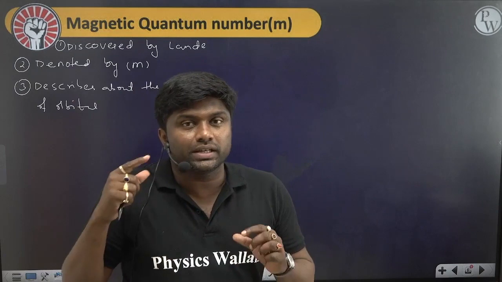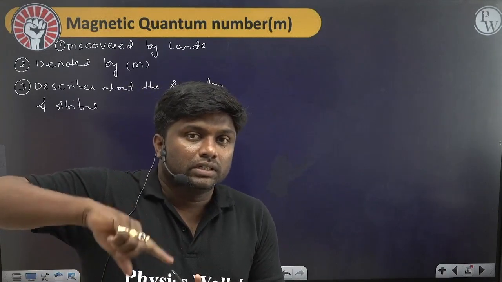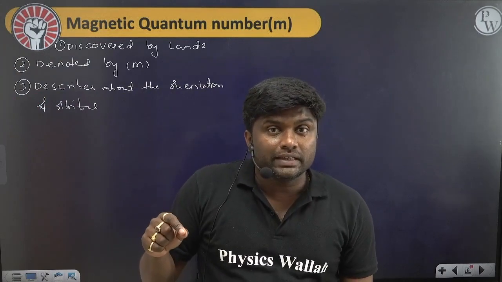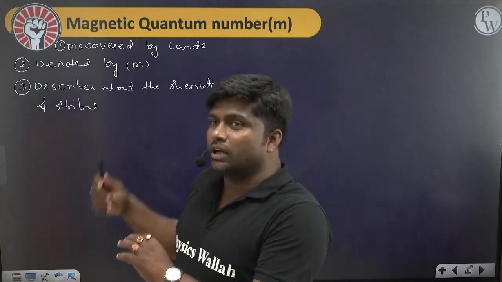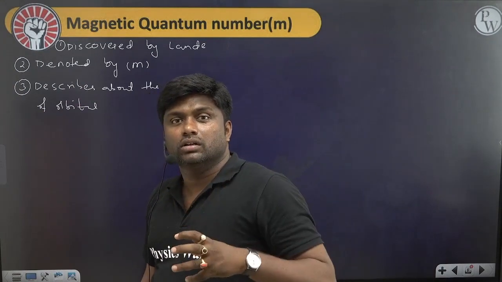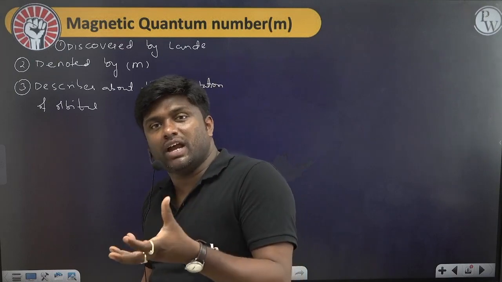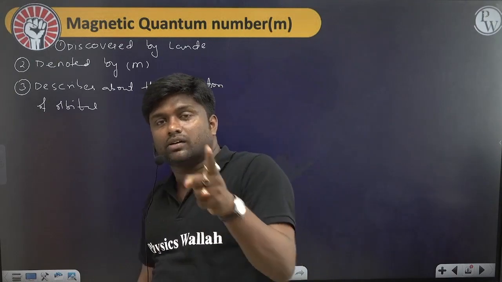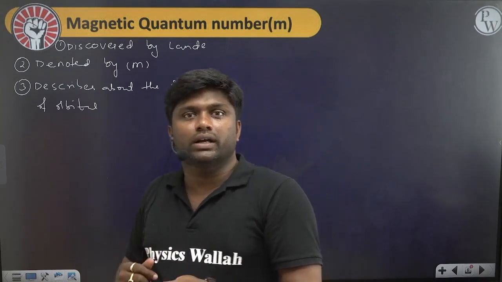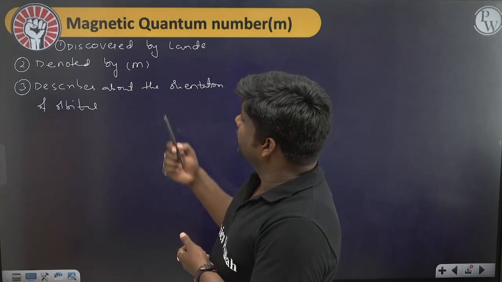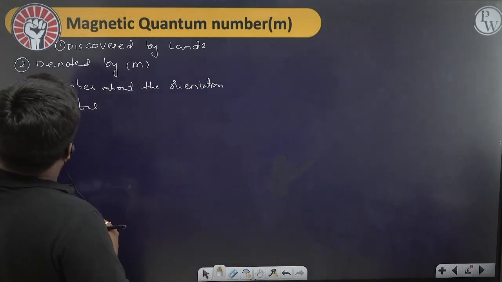See, the principal quantum number describes the shell or orbit or energy level in which the electron is present. The azimuthal quantum number describes the subshell, whether the electron is present in the s subshell or p subshell or d subshell. And the magnetic quantum number describes the orientation of the orbital. If the electron is present in the p subshell, whether it is in the px, py or pz orbital, in which axis the electron is oriented, is explained by the magnetic quantum number. So the magnetic quantum number describes the orientation of the orbital.